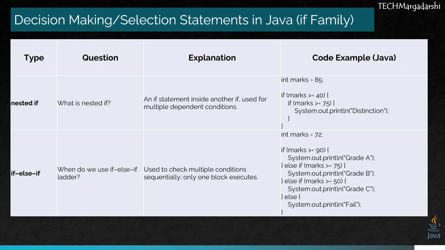Finally, we have the if else if ladder. This is used when we need to check multiple conditions one after another. Only the block whose condition is true will execute and the rest will be skipped. Decision making statements are very important in Java because they help us build logical, real world programs.